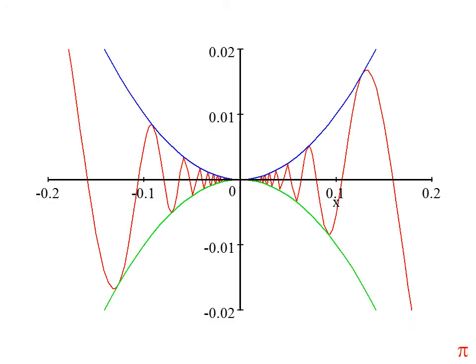This is what you should be seeing on your calculator screen. So on top, on my screen here, it's in blue. Yours may be different, but that's just the graph of y equals x squared, the basic parabola. And then we have y equals negative x squared on the bottom, which is just the parabola reflected, of course. And then the fun stuff in the middle is that x squared times sine of 1 over x.